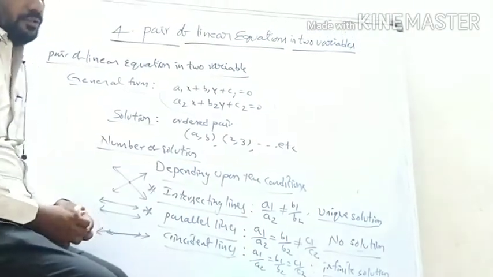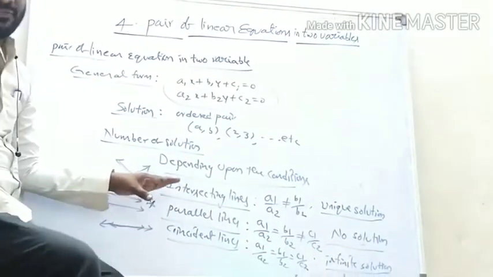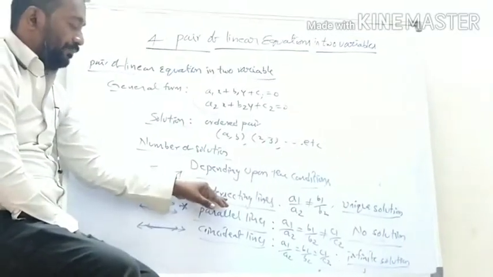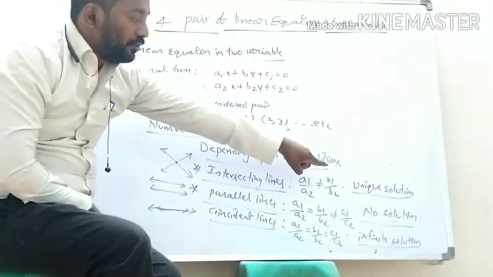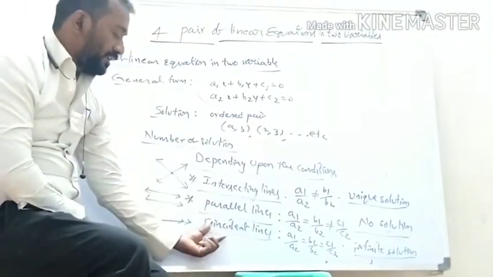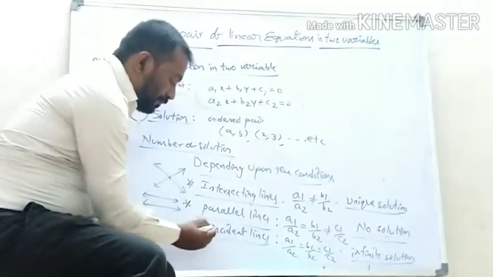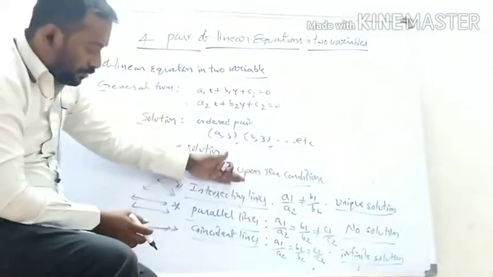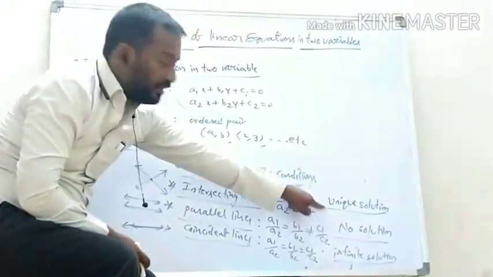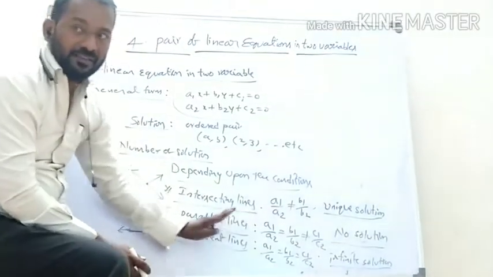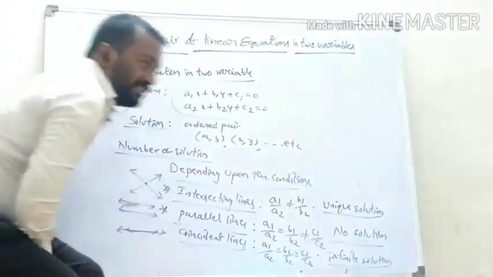So how many categories are there? Three types of categories. A pair of equations satisfies three conditions: intersecting lines, coincident lines, and parallel lines. Intersecting lines have one unique solution. Coincident lines have infinite solutions. So in these two categories, solutions exist. Here how many solutions? One. But here how many? Infinite.